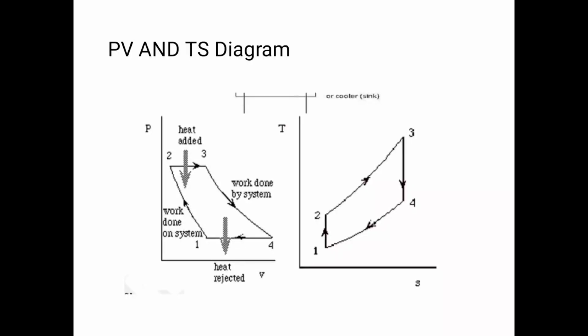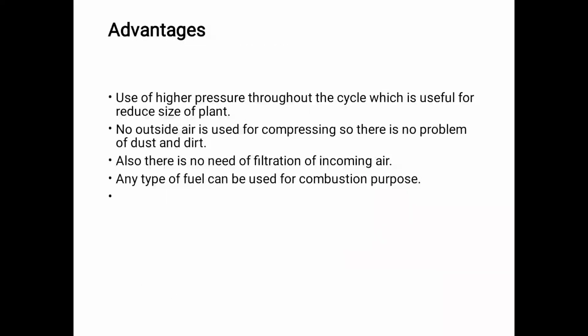This is the PV and TS diagram of the open and closed gas turbine. Advantages: it uses high pressure throughout the cycle, which is useful to reduce the size of the plant. No outside air is used for compressing, so there is no problem of dust and dirt. Also, there is no need for filtration of incoming air. Any type of fuel can be used for combustion purposes.